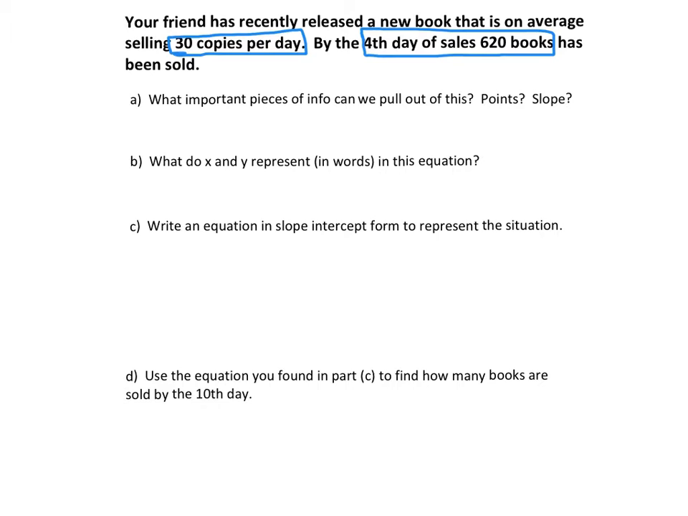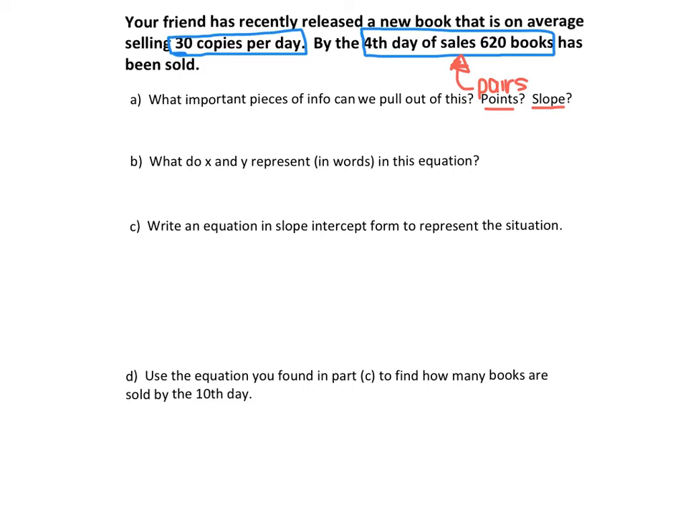So now that I found my key information, I'm going to move on and answer parts A through D in the problems below. Part A says, what important pieces of information can we pull out of this problem? Do we have points, or do we have slope, or do we have 2 points in there? So the first thing I look for is that points are represented by pairs of information. So if I see pieces of information that are paired, I know that that is representing a point. So that's what's happening right here when it says on day 4, 620 total books have been sold. So that is 1 point on my line.